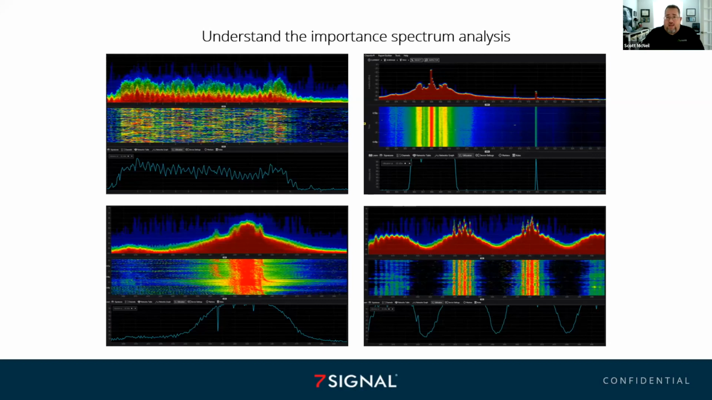So understanding the importance of spectrum analysis, I really can't put enough emphasis on that. And then having the tools to do it properly.